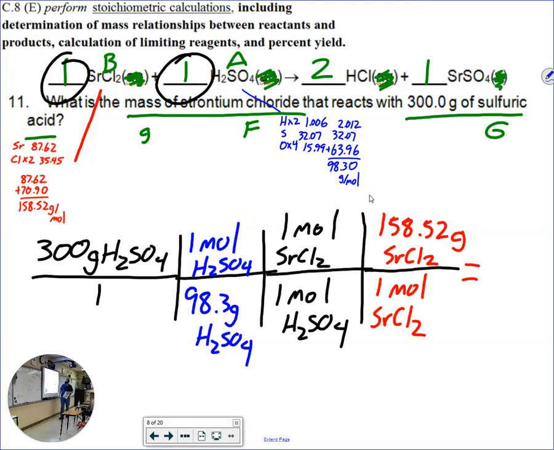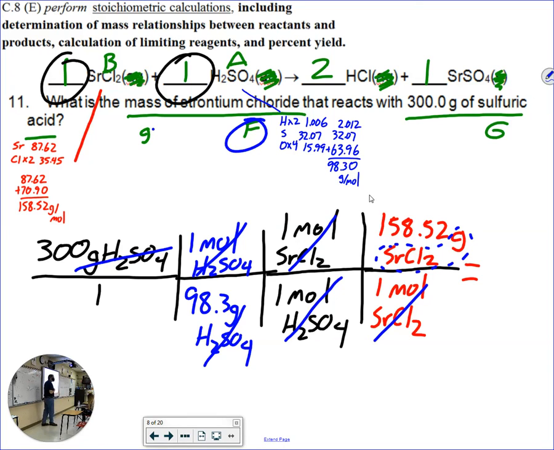I'm going to cancel all my units. Grams of H2SO4 cancels grams of H2SO4. Moles of H2SO4 cancels moles of H2SO4. Moles of SrCl2 cancels moles of SrCl2. I am left with grams of SrCl2, which is what they want, right? What we need to find. So, looks like it's going to be 300 times 158.52 divided by 98.3. Multiply all the ones on top, divide by all the ones on bottom.